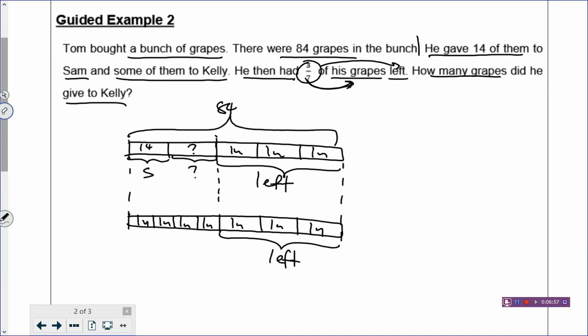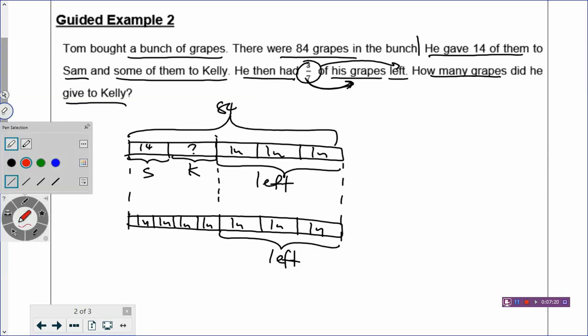Okay, so how many grapes did he give to Kelly? Which is, where's the question mark? He gave 14 to Sam and some of them to Kelly. Oops, so Mr. Ong should put Kelly here. Okay, so there's a question mark, which is what you need to find. Okay, so our model is done already. So can we find the question mark? Yes, we can. Now, if there are 3 boxes left, then how many boxes are given to Sam and Kelly? Isn't that 4 units? All right, 4 units.